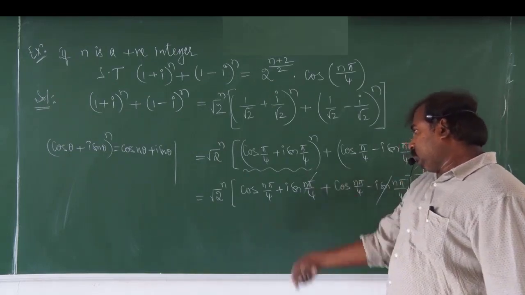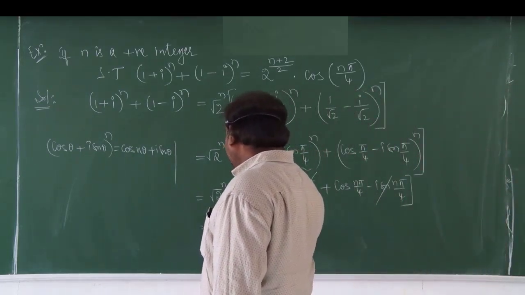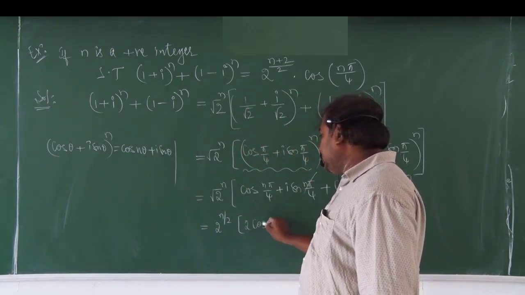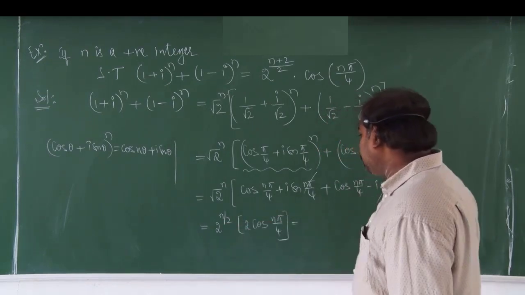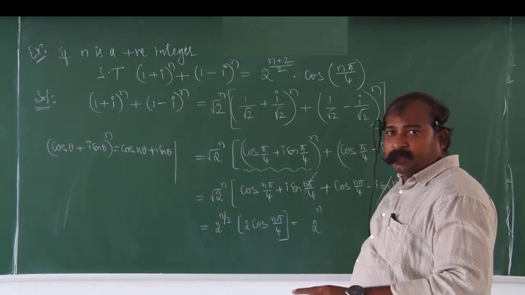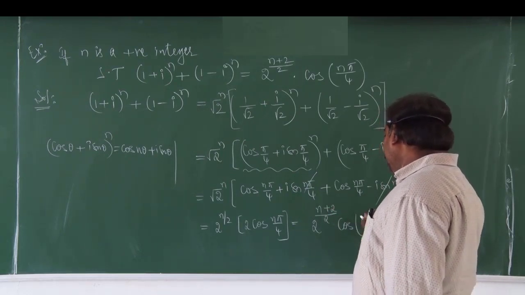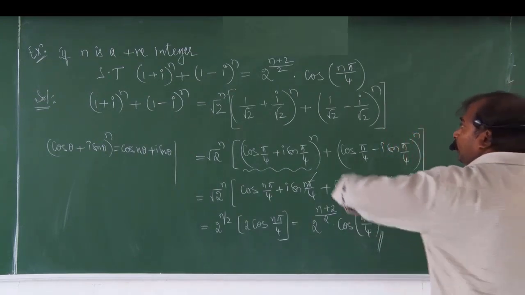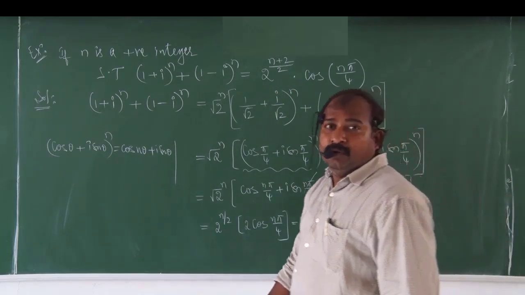Now these two get cancelled. Then what is the remaining value? Here it is 2^(n/2) into 2 cos(nπ/4) is the value. Then if you simplify 2^(n/2), 2^1 means 2^(n/2 + 1). If you take the LCM, you will get 2^((n+2)/2) into cos(nπ/4) is the value. Okay, 2^((n+2)/2) into cos(nπ/4). This is also based on De Moivre's theorem.